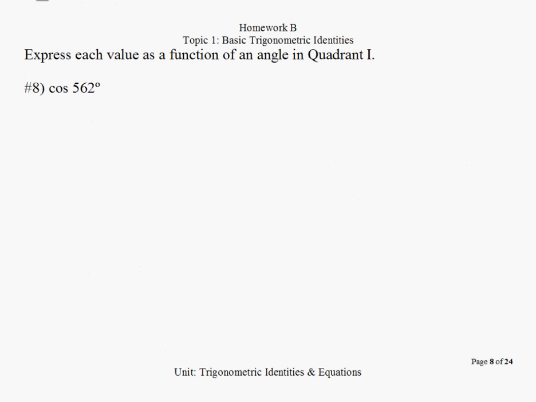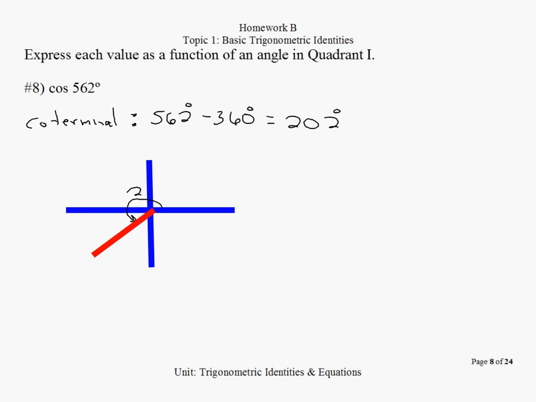Number 8, express each value as a function of an angle in quadrant 1. You might find finding a coterminal angle is a good choice. I'm going to subtract 360 degrees from this. That gives me 202 degrees. That falls in quadrant 3. Makes the reference angle 22.